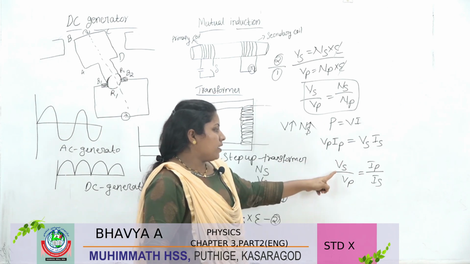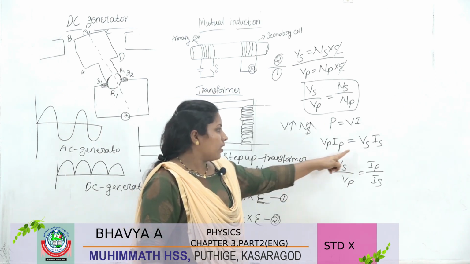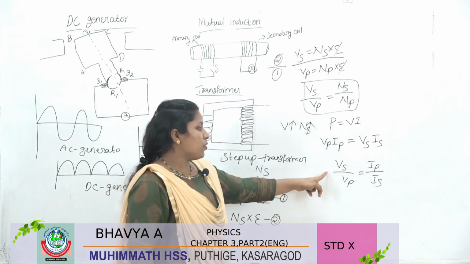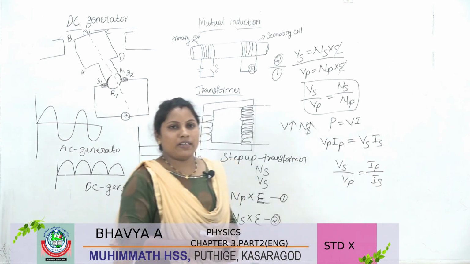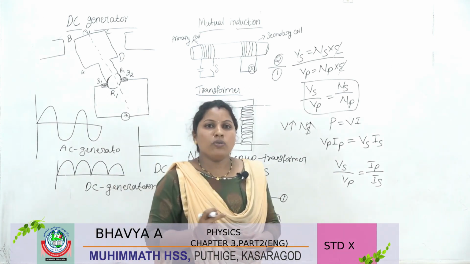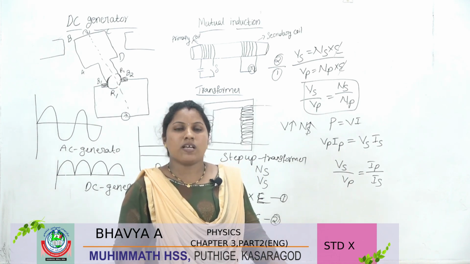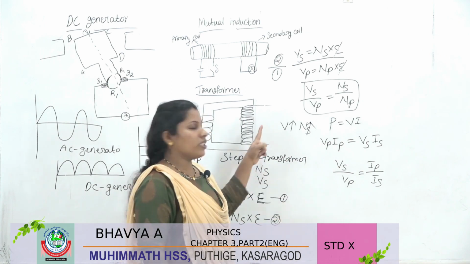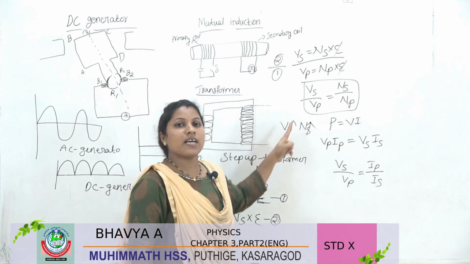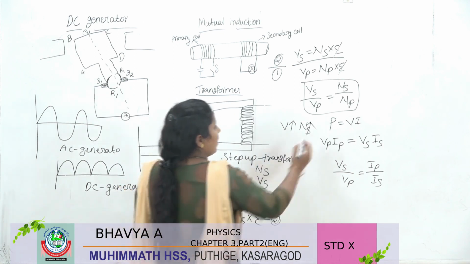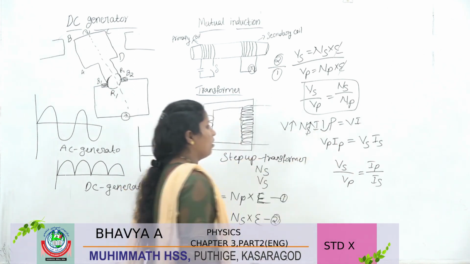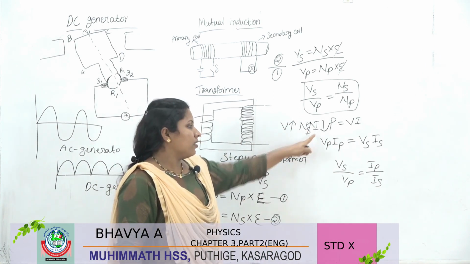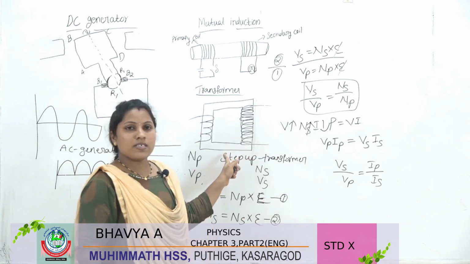We are getting Vs divided by Vp, then Ip divided by Is. That is the relation between voltage and current. If the voltage increases, the number of turns also increases, so the current is decreasing. Voltage increasing, number of turns increasing, current decreasing. This is the process going on in a transformer.